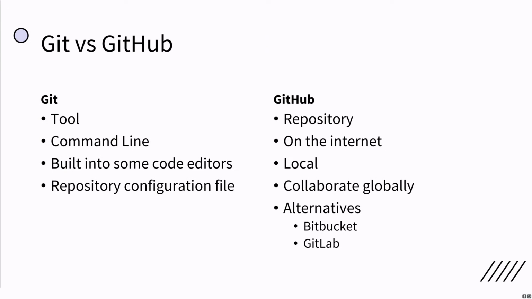Git versus GitHub. Git is the actual tool. It's a command line interface that we're going to use. So with it being a command line interface, it is just another command line tool with options and various things you can use it for. It's also built into some code editors that we'll see later on in the course, which will give you that graphical user interface to do the basic functions of Git.